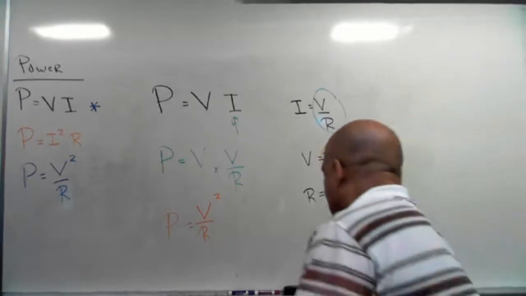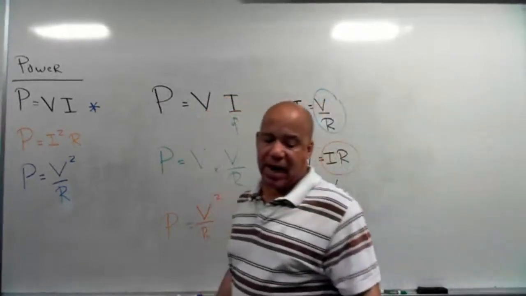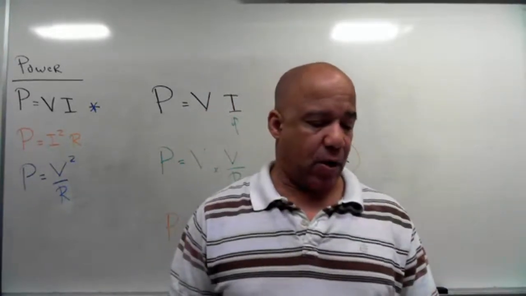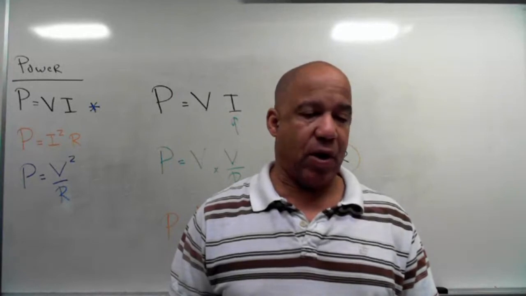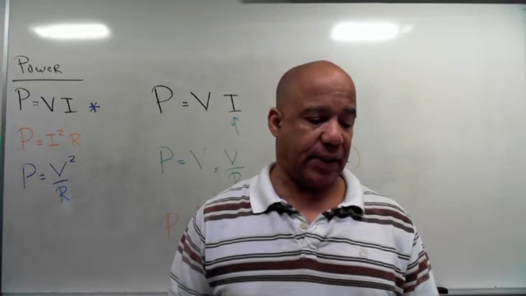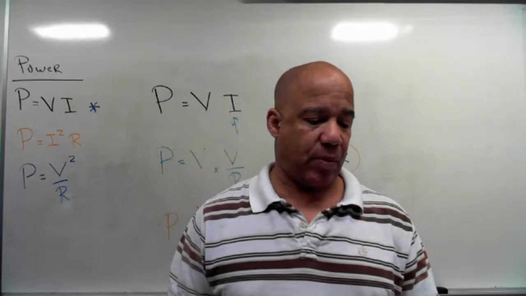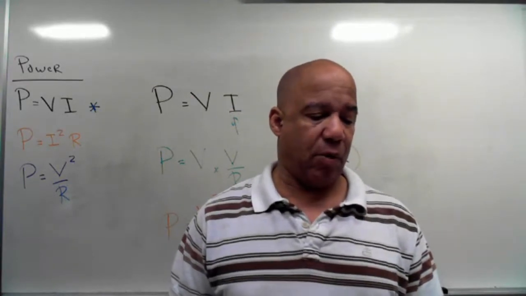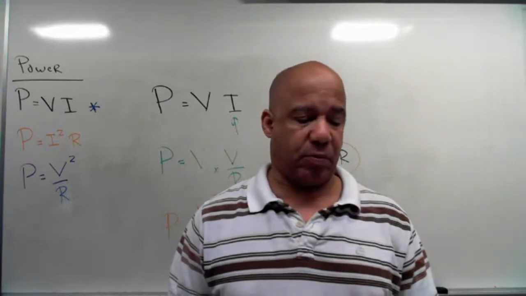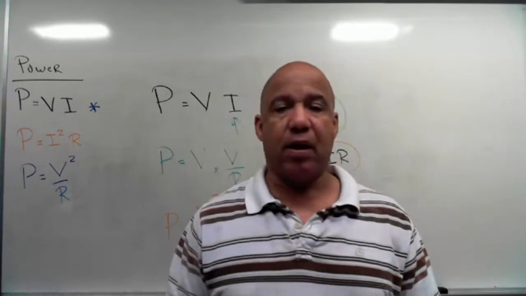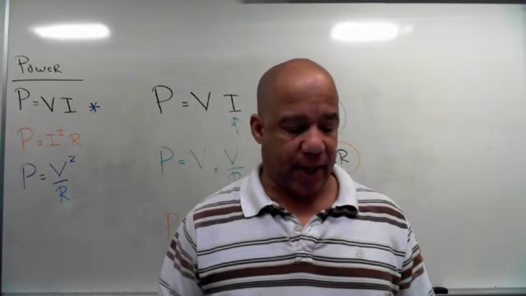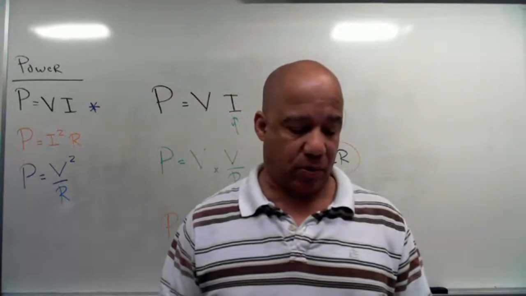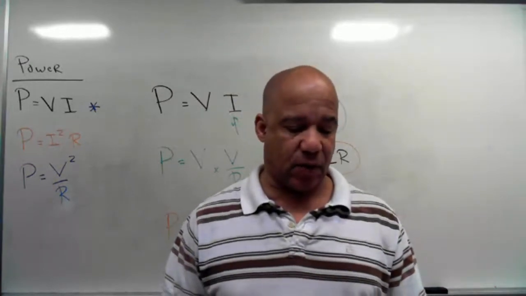Okay, so what I want to do now is go back to the topic sheet, and in the power section, there are three questions. Question number 4, 5, and 6. We'll do number 4 together, and I'll put this back up on the camera in a second. Once we do number 4, then I'll give you time to do number 5 and 6, and we'll knock those out and get those done.